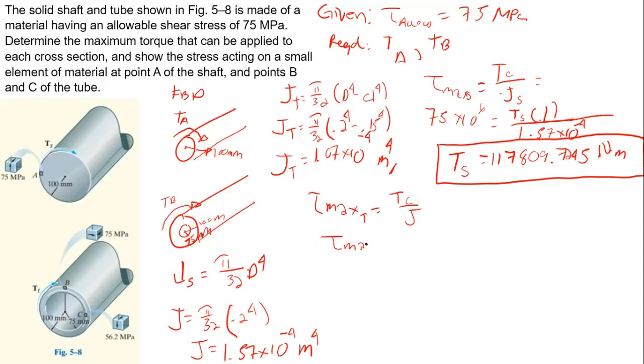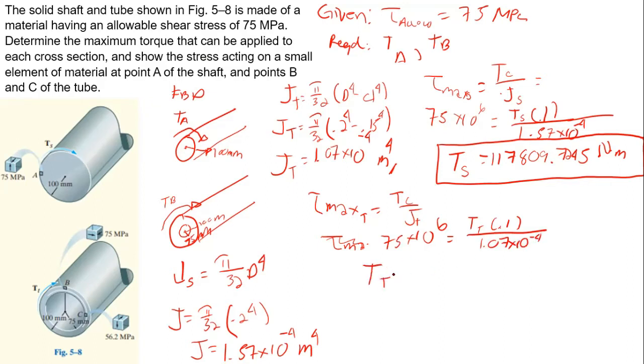So substitute lang natin yung value. So 75 times 10 raised to 6 divided by, so ito ang J2 natin para sa tube. So 75 times 10 raised to 6 is equals to torque natin for the tube times diameter na 0.1, divided by J natin para sa tube na 1.07 times 10 raised to negative 4.